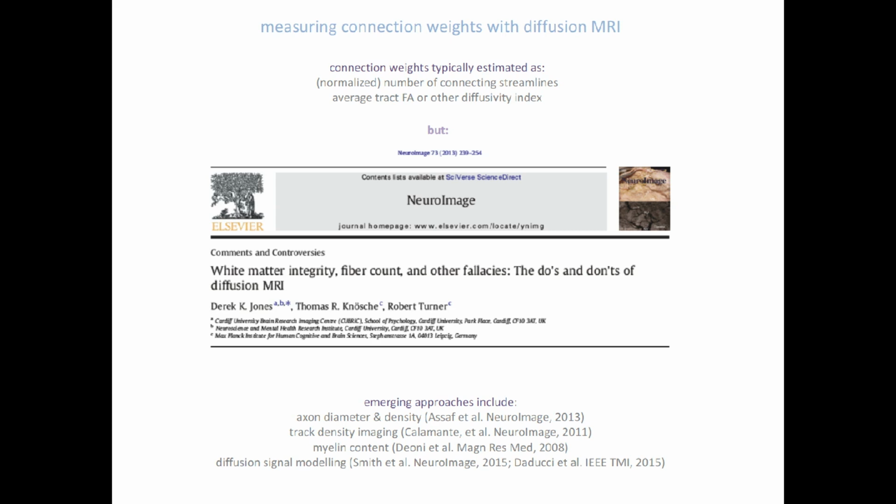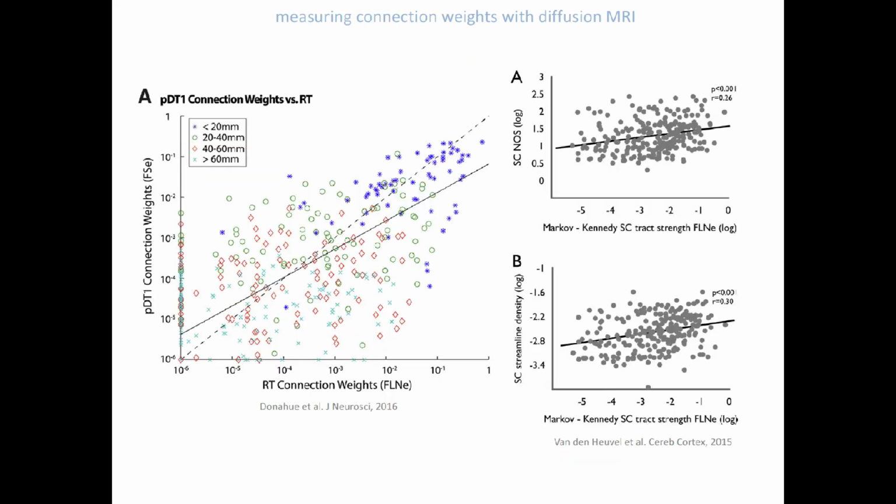Despite all those limitations, there is a correlation between diffusion MRI connection weights and connection strengths you would estimate using gold standard techniques such as track tracing. So this is data from the macaque. Here we've got connection weights based on track tracing. Here we've got connection weights based on diffusion MRI. You can see that there's a decent correlation there.